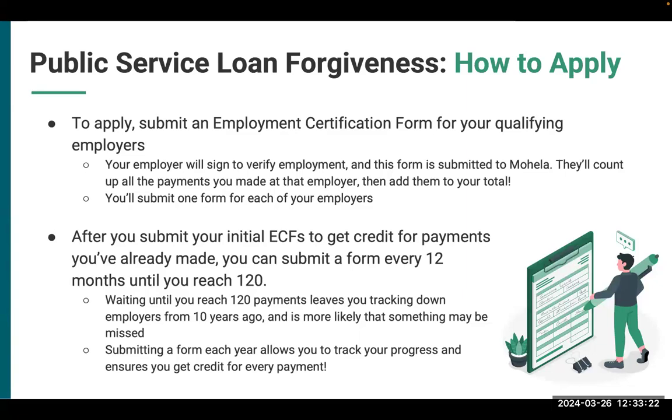If you wait until you think you've reached the 10 years or 120 payments, it's more likely that errors are going to occur when they're reviewing your forms. They've got a lot of repayment and work history to go back through. We also see a lot of delays happening when forms take that long. All right. So again, submitting a form each year allows you to track your progress and ensures you're getting credit for every one of those payments.